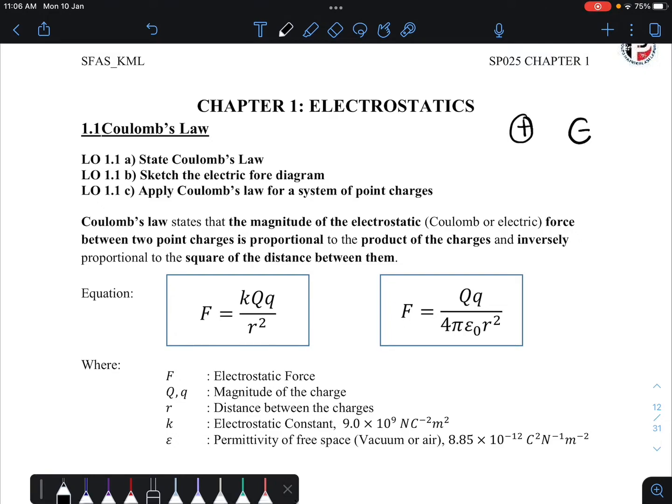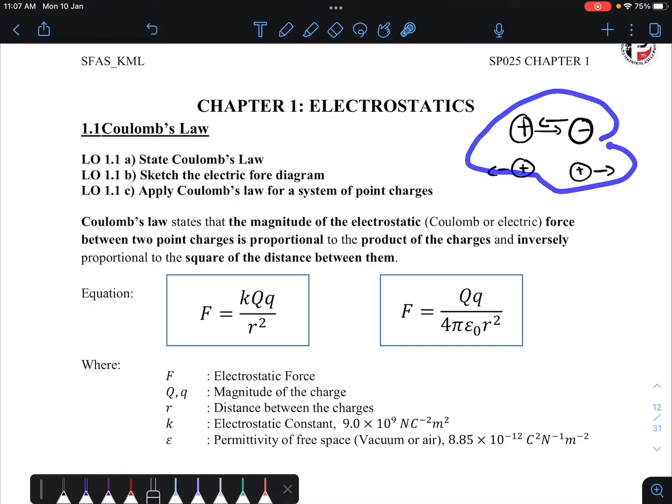When we place 2 different charges next to each other, we know that they are going to attract each other and move towards each other. And if you were to place same charges next to each other, they are going to repel each other and move away from each other. Okay, the process of that attraction and repulsion is basically an electrostatic force. So we are going to use this basic understanding in order to go deeper in our chapter 1 electrostatic.